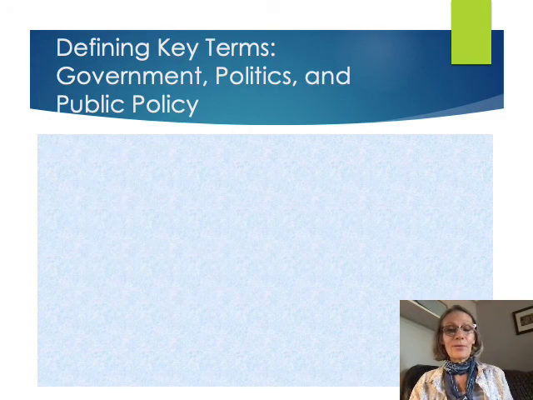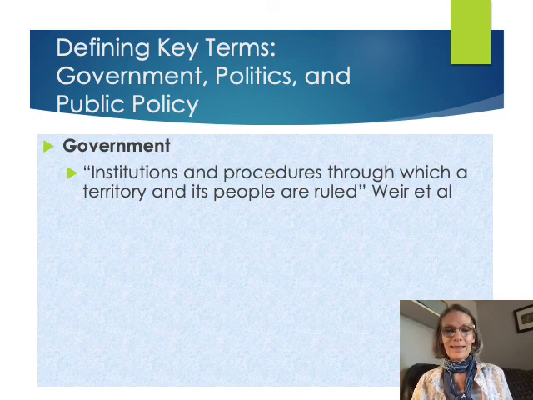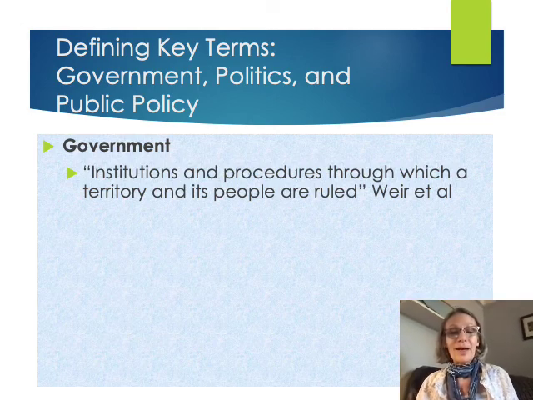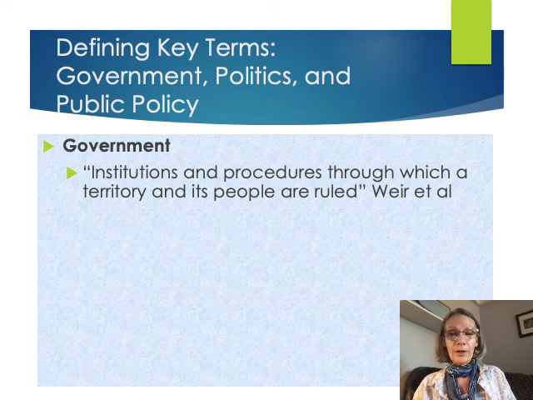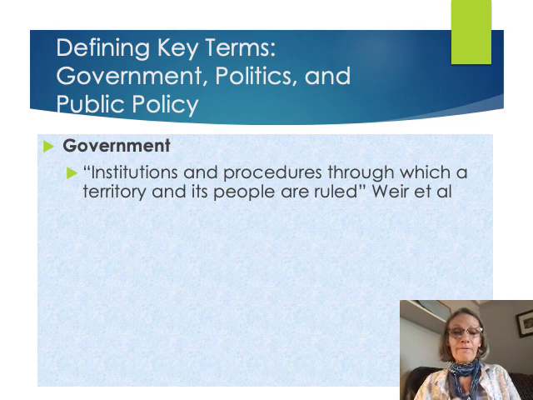Okay, let's get started with the term government. Now, government is defined as the institutions and procedures through which a territory and its people are ruled. And for those of you who are taking my American government class, that definition is going to look pretty familiar because it comes from our textbook written by Weir et al. So when you're talking about government, you're really talking about the institutions that are making decisions and implementing those decisions that are going to affect the people that are living within a specific territory.